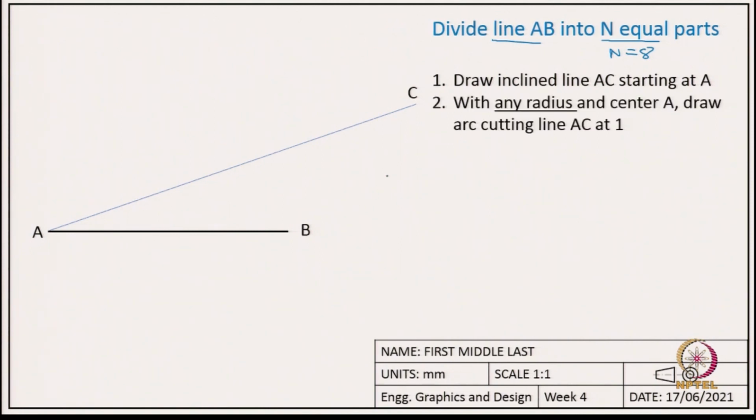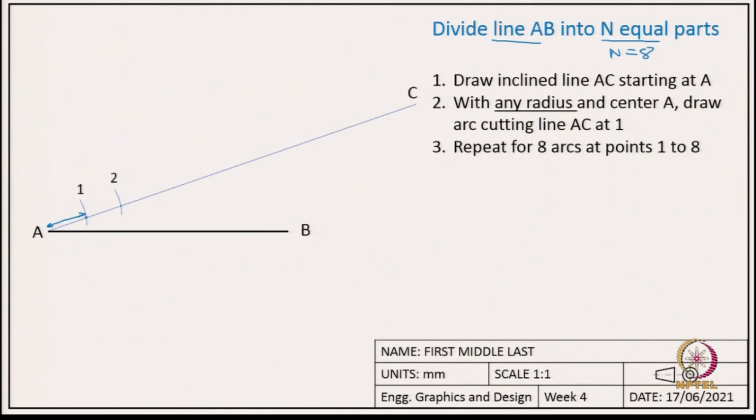Second, what we do is with any radius. So, with some arbitrary or random radius, you take a compass with center as A, draw an arc cutting this line AC at 1. So, what I am trying to say is this length, the length between A and 1 is arbitrary. So, you can choose any arbitrary length. Okay. But once you choose some arbitrary length, we will stick to that length and draw multiple arcs. This time we will make the center at point 1 and draw another arc.